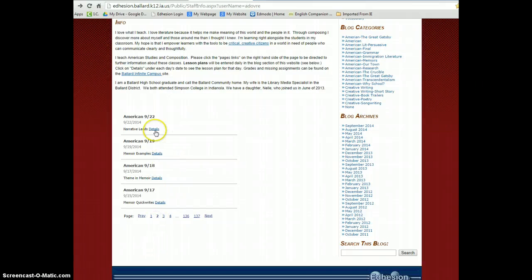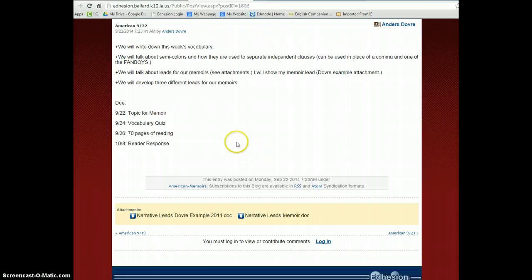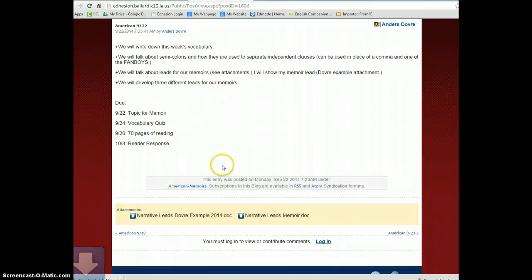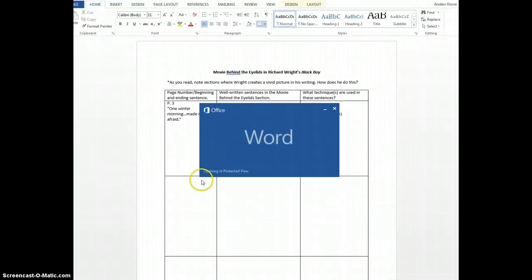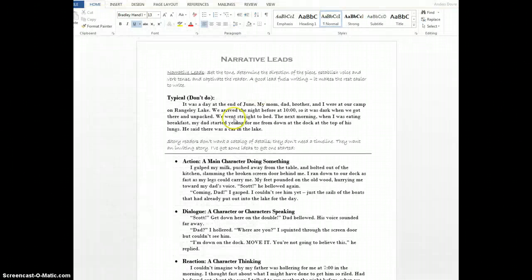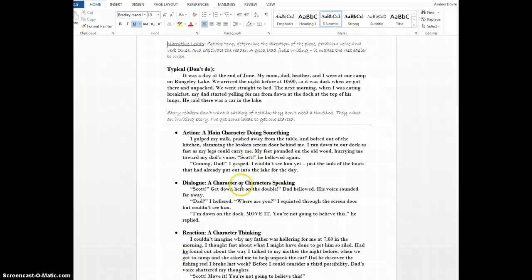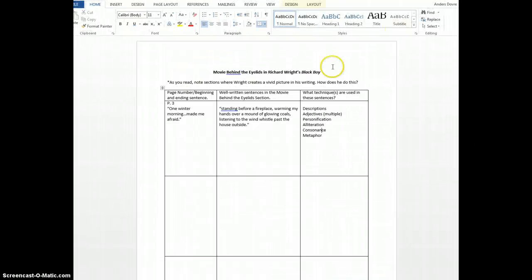On other days, we talked about leads, and so you can look at my examples of different leads. You can look at this document here. This document here shows you, it'll open, tells you what a lead should do, gives you a bad example of a lead, and then it gives you 3 different ways to start your memoir, 3 different lead options. Again, that rubric says that you will have to have 3 options done, and then you choose your most successful and explain why it is the most successful. So you can look at that as well.